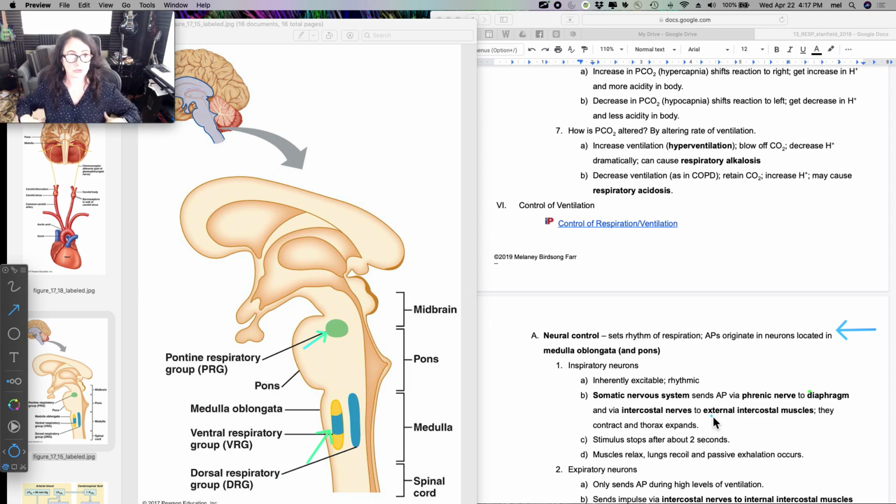And then, of course, the muscles involved in inspiration are going to relax, and your diaphragm relaxes and your external intercostals relax.